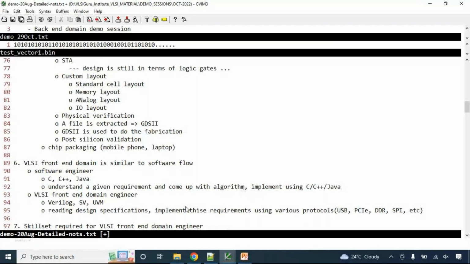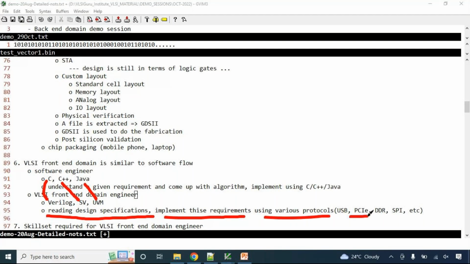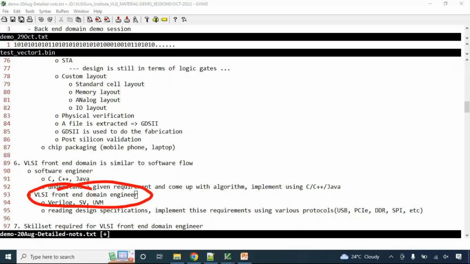Now, what does a VLSI front-end domain engineer do? He uses, similar to C program, there is Verilog. Similar to C++, SystemVerilog. Similar to Java, UVM. Read the design specification, implement these requirements using various protocols. This is what the front-end engineer does. That is what I mean by similar to software flow. Instead of learning C language, we have to learn Verilog. Instead of C++, we have to learn SV. Instead of Java, we have to learn UVM.